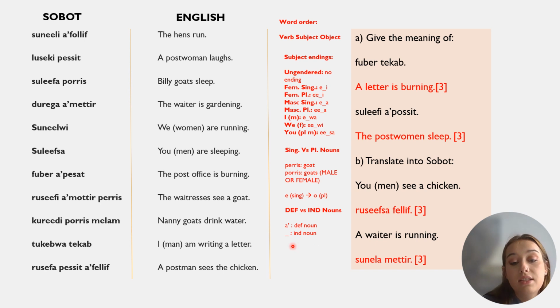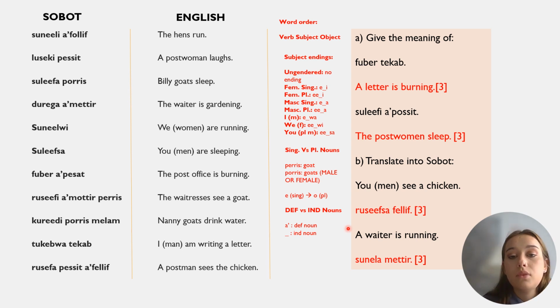And then the last thing is about the difference between definite versus indefinite nouns. So we can see that an A apostrophe identifies a definite noun. So we can see that in the post office is à passette, the waitresses à mortier, the waiter à métier, whereas in an indefinite noun, a postman is just passette, or a letter is just tekab. So there's nothing for an indefinite noun.